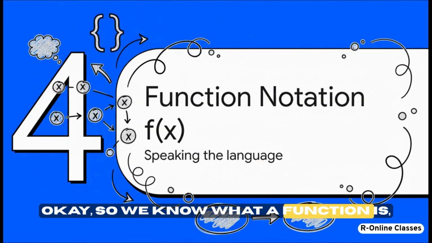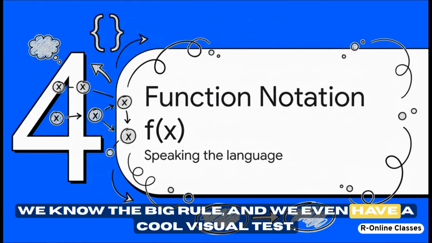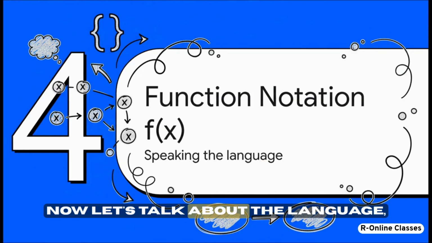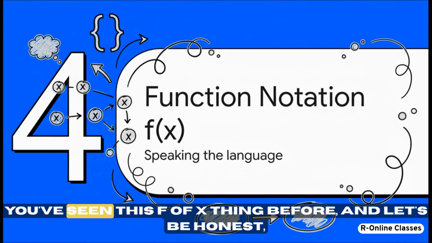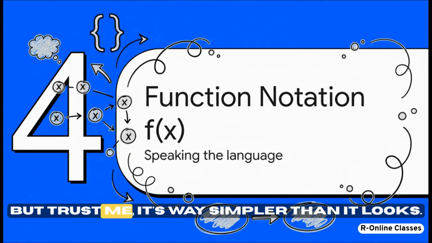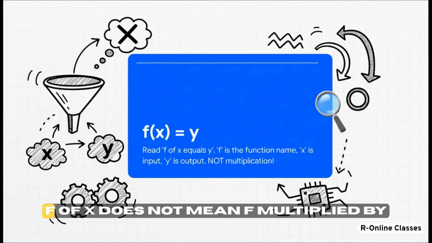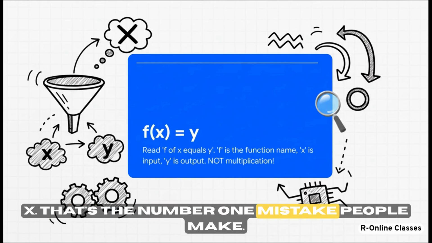Okay, so we know what a function is, we know the big rule, and we even have a cool visual test. Now let's talk about the language, the way mathematicians actually write this stuff down. I'm sure you've seen this f of x thing before, and let's be honest, it can look a little weird, but trust me, it's way simpler than it looks. First and most important thing, f of x does not mean f multiplied by x. That's the number one mistake people make.